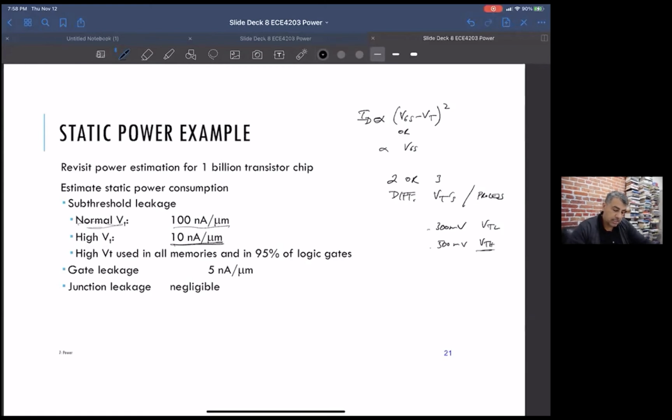So the difference between these leakage currents tells you that the normal VT, quote unquote, is 100 millivolts lower than high VT. How do I see that? It's because there's a factor of 10 higher leakage current for the normal VTs than for high VTs.